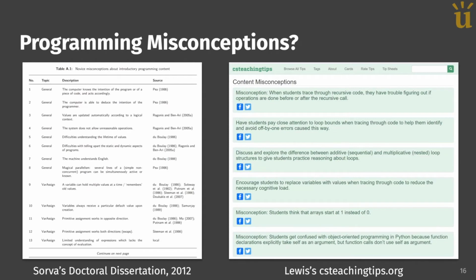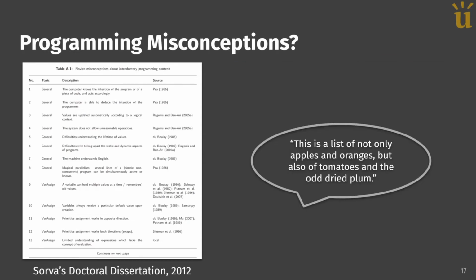And the one presented on the right comes from a website, csteachingtips.org, by Colleen Lewis, that also lists some content misconceptions she has identified in her teaching practice. Now, the problem, based on the prior definitions, is that these lists are not coherent enough. And also the authors themselves recognize this. And this is a quote from Sorva himself that writes that this is a list of not only apples and oranges, but also of tomatoes and the old dried plum.